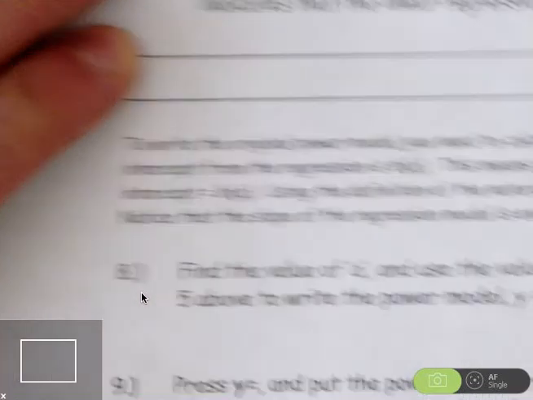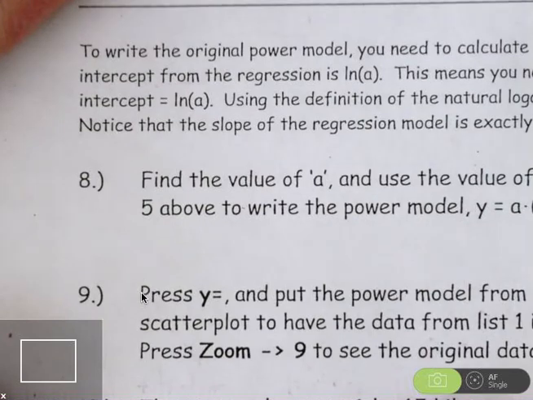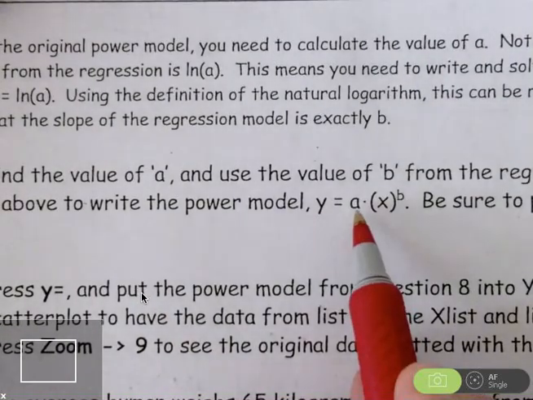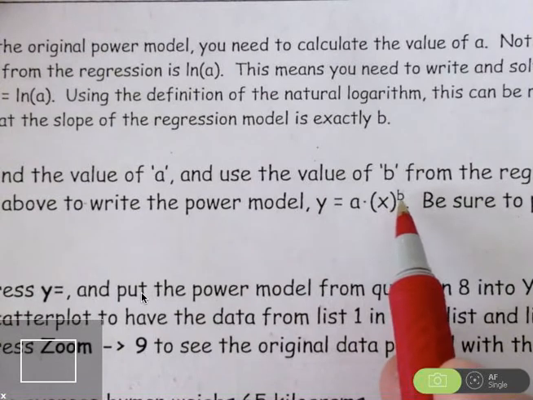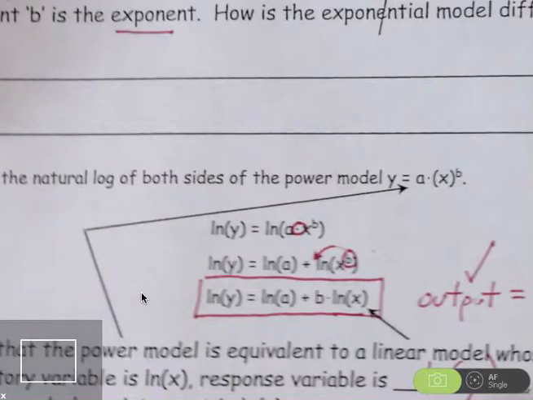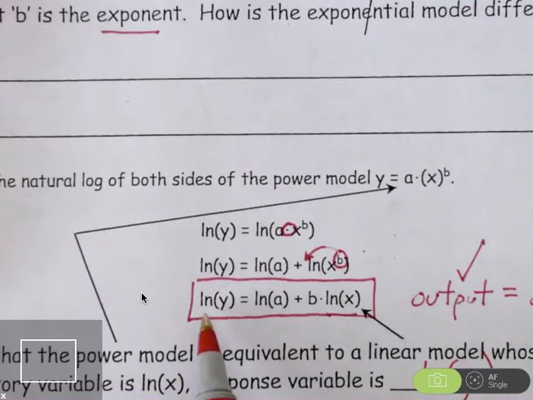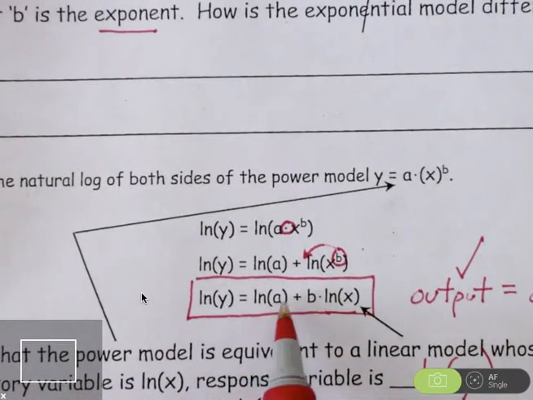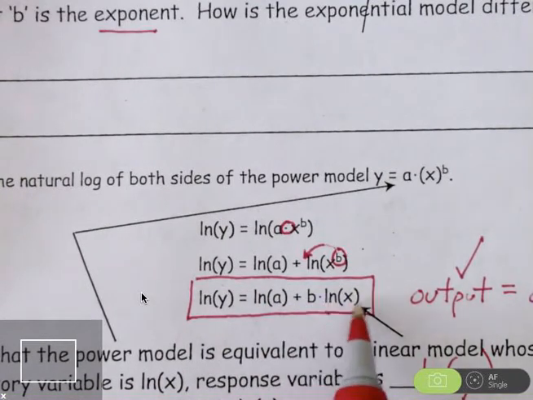Question number 8. So what we need to do to build the original power model, here it is. It should have a constant times x to the power b. The first thing we need to do is find the value of a. So notice, if I go back to the front side, this is the model that we were working with. Our response variable, the natural log of y, should equal this constant plus the slope times the natural log of x, the natural log of our explanatory variable.